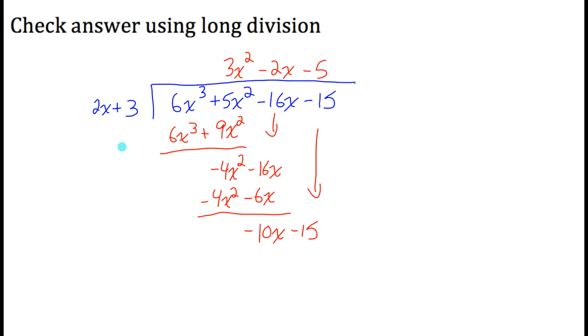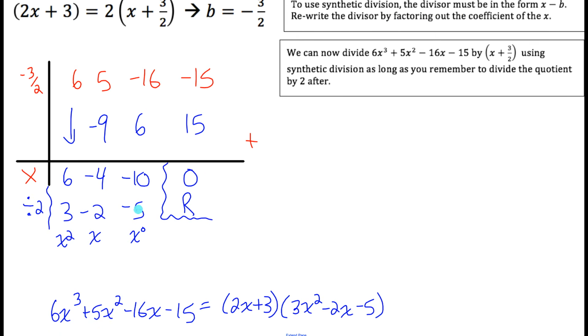Negative 5 times 2x plus 3 would give me negative 10x minus 15. Notice those are the exact same thing. When I subtract them, I get a remainder of 0. So see that we got the same answer? Look back at our synthetic. The coefficients of our quotient here are 3, negative 2, negative 5, and in synthetic, 3, negative 2, negative 5. So we can get the answer either way.